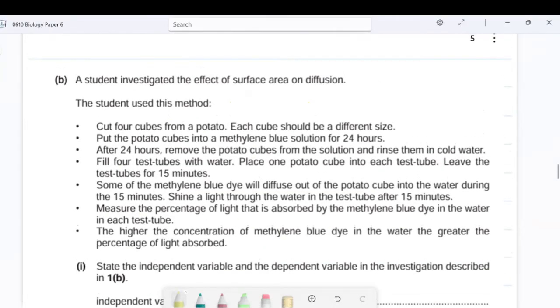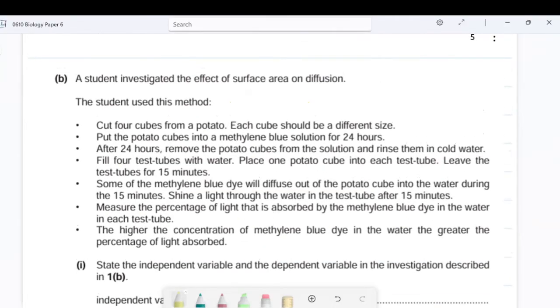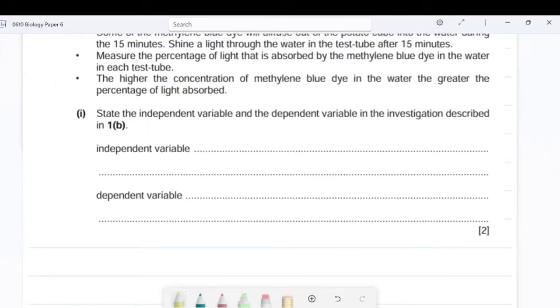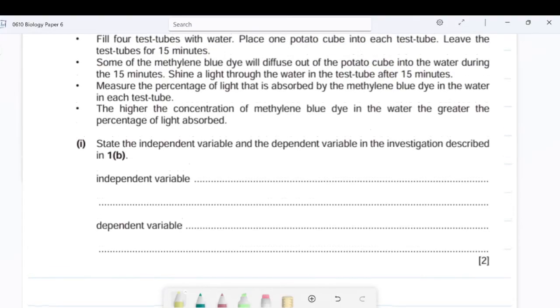Now, another experiment. Now, a student investigated the effect of surface area on diffusion. Usually the first sentence is a straight away giveaway. So it tells you what your independent variables are just by the first sentence. Now take a pause and read it. Now we're going to see. State the independent variable and the dependent variable in the investigation described in 1B. Independent. There you go. 1 mark giveaway.